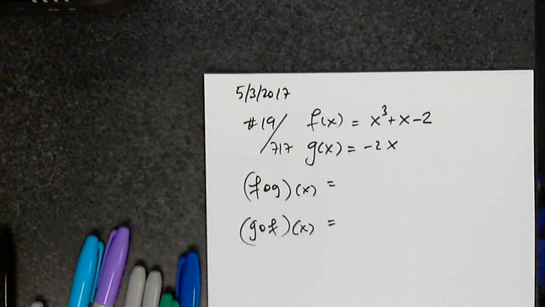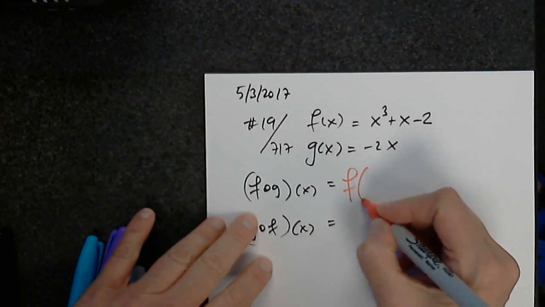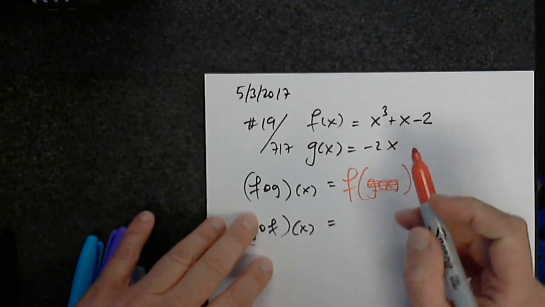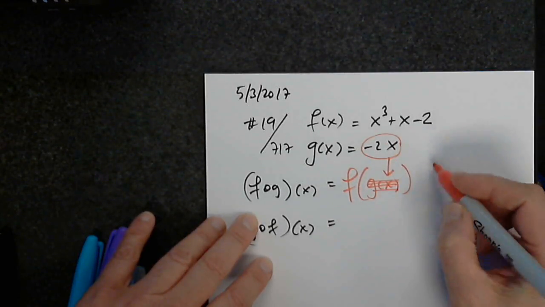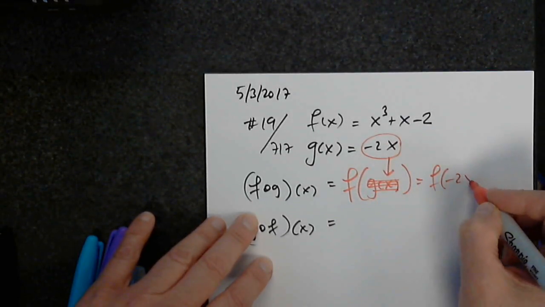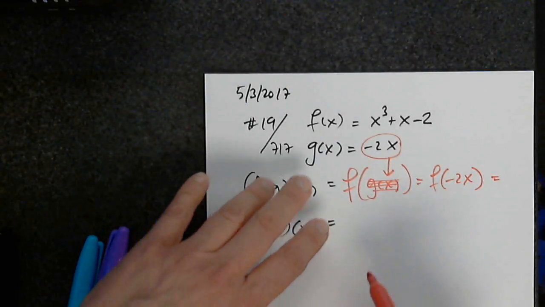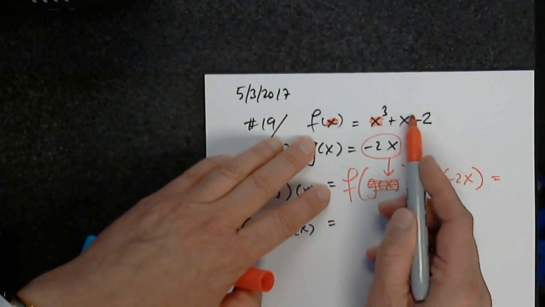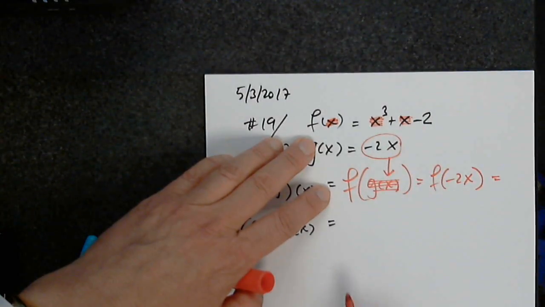So how do I determine f comp g? Well, I have to first write the definition, f of g of x. Then I have to replace g by this quantity. So this is f of negative 2x. And now I look at f, and everywhere I see x, replace it by negative 2x.